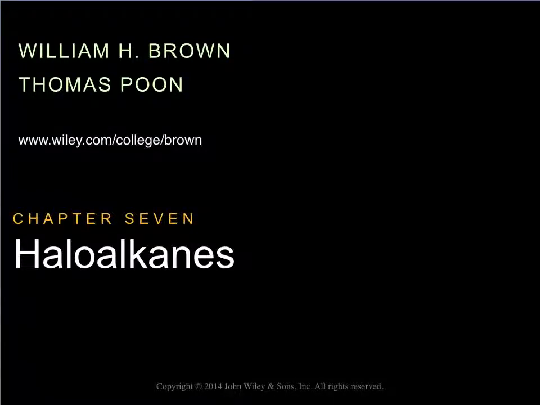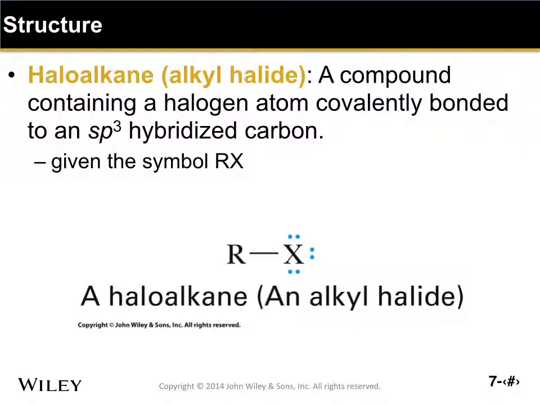This chapter is on haloalkanes, sometimes called alkyl halides. Haloalkanes are sp3 carbons that have a halogen on them, like the compound below. The carbon protrudes an sp3 lobe, and that binds with one of the lobes of the halogen to make a sigma bond.